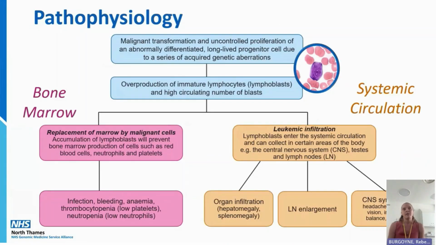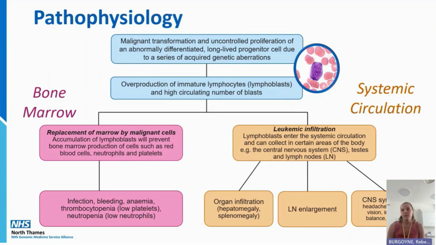So drilling down a bit more into the pathophysiology of the disease. Like we said, we get the malignant transformation and then uncontrolled proliferation of the abnormally differentiated progenitor cells, and this was our lymphoblasts. We get overproduction of these and therefore a high circulating number of blasts, and this can have different effects based on where these lymphoblasts are. In the bone marrow, what we get is packing out of the bone marrow by these malignant cells, and the accumulation in the bone marrow will prevent the bone marrow from doing its normal job, producing cells such as red blood cells, neutrophils, and platelets. This therefore leads to things like infection, bleeding, and anemia. So we often see patients have low platelets and low neutrophils.